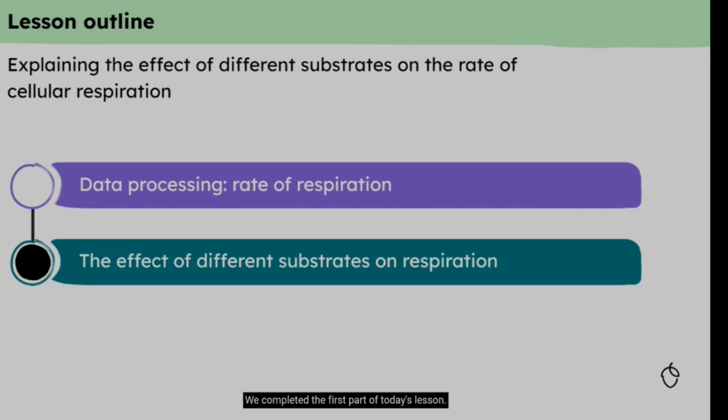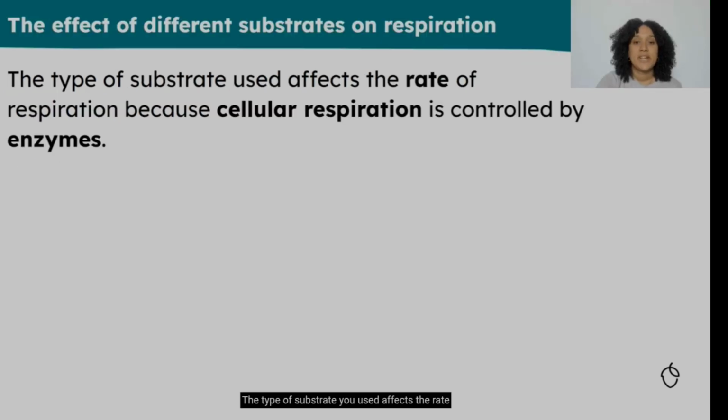We completed the first part of today's lesson. We looked at data processing and the rate of respiration. Now we're going to talk about the effect of different substrates on respiration. The type of substrate used affects the rate of respiration because cellular respiration is controlled by enzymes.